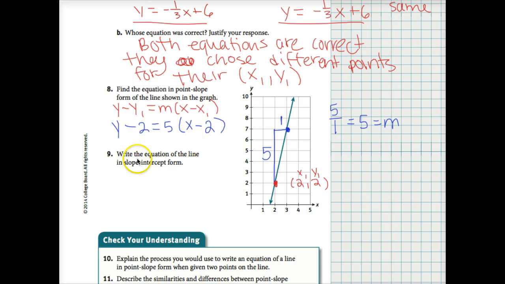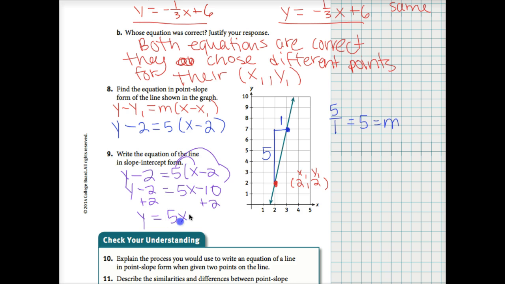Number 9 asks us to write that in slope-intercept form. So I'm going to recopy again so I don't mess up how the answer looks here. Distribute my slope. So 5x minus 10, y minus 2. Then add the y1 in this case. y equals 5x minus 8. So, you can see here why I can't see the y-intercept. It would be all the way down at negative 8, which we can't see here.